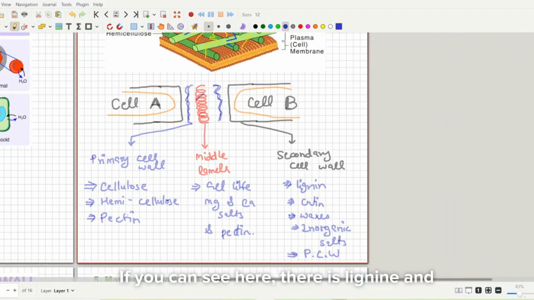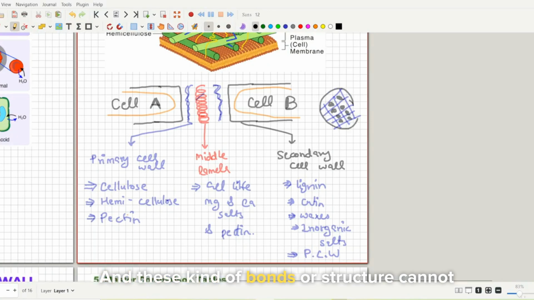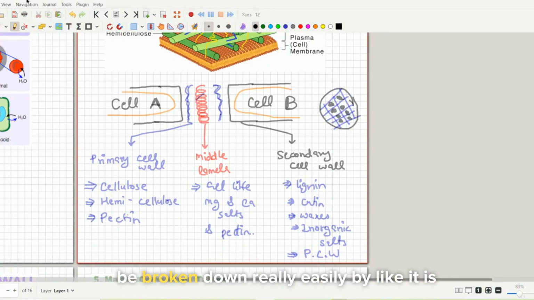If you can see here, there is lignin and cutin. So lignin and cutin actually work like this. If you can see here, these are the molecules in front of you, and lignin molecules are embedded inside these cutin molecules, and that's how the structure of cell wall is really hard, because they have cemented the lignin and cutin with each other, and this kind of bond or structure cannot be broken down really easily, it is really hard to break down.